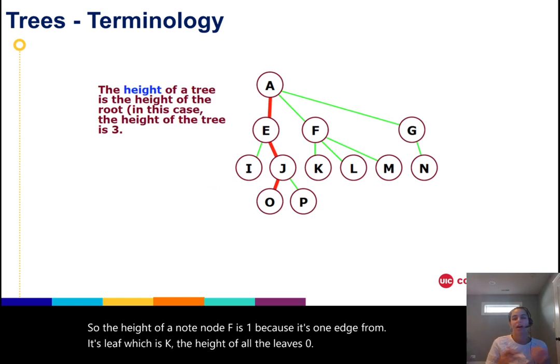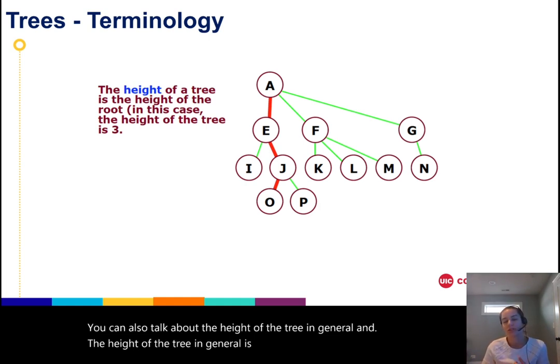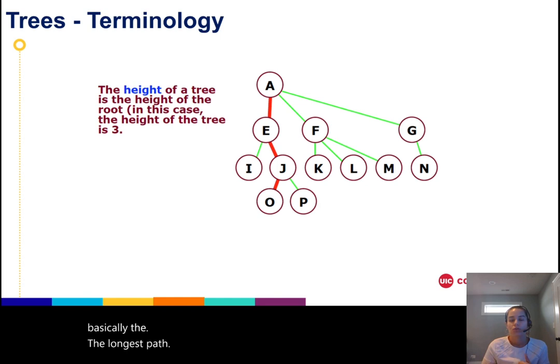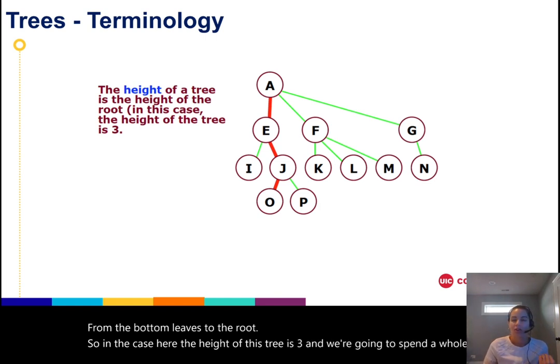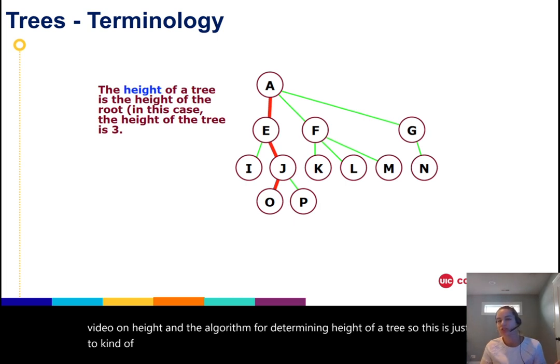You can also talk about the height of the tree in general, and the height of the tree in general is just the height of the root. So it's basically the longest path from the bottom leaves to the root. So in the case here, the height of this tree is 3. And we are going to spend a whole video on height and the algorithm for determining the height of a tree. So this is just to get you familiar with the initial terminology.